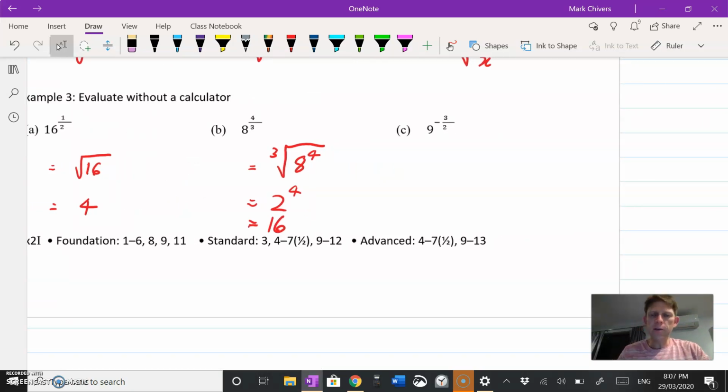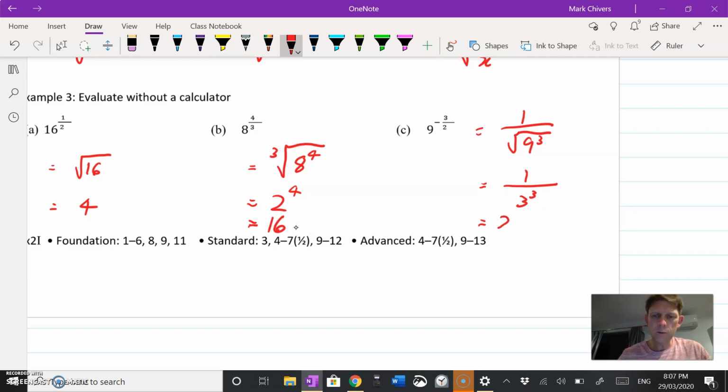And finally now we're going to rewrite this one. The negative is going to make a fraction, so we're going to end up with 1 over the square root of 9 cubed. Now, once again, I think it's probably going to be easier to deal with that square root before we deal with the power of 3. So I can just deal with the square root first. The square root of 9 is 3, so it's going to be 1 over 3 cubed. 3 cubed is 3 times 3 times 3. So 3 times 3 is 9. 9 times 3 is 27. And that's how we do those ones.